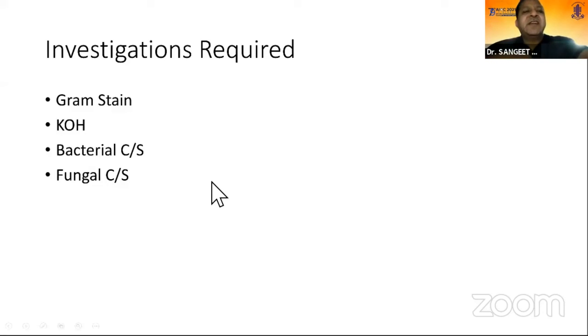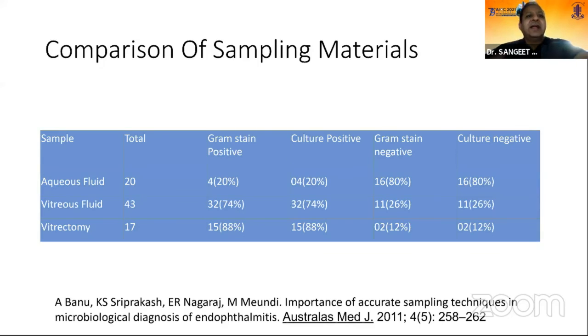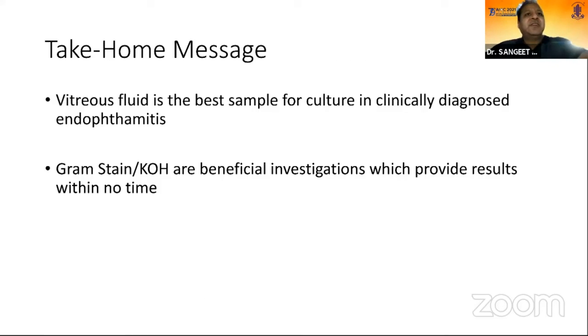So the main investigations required will be gram stain, KOH, bacterial culture and sensitivity, and fungal culture and sensitivity. There have been studies in the past which show that vitreous fluid and vitrectomy fluid are the most sensitive samples. Aqueous fluid does not give you such highly positive results as compared to vitreous fluid and vitrectomy fluid, which are positive in about 75 to 90% of cases. So the take-home message is that vitreous fluid is the best sample for culture in clinically diagnosed endophthalmitis, and gram stain and KOH are beneficial investigations which provide results within no time.